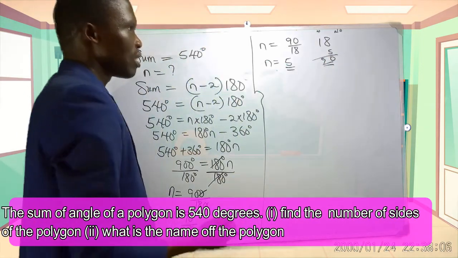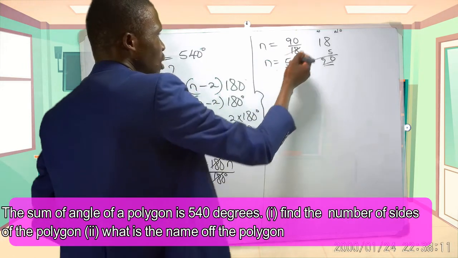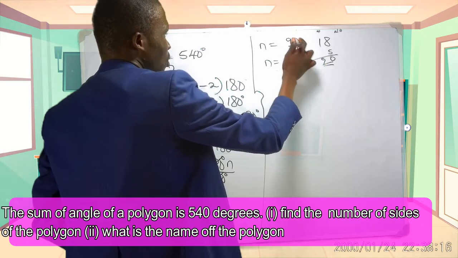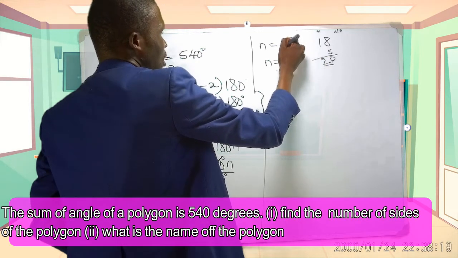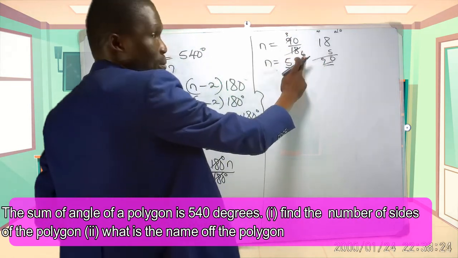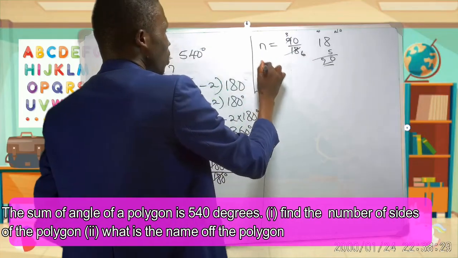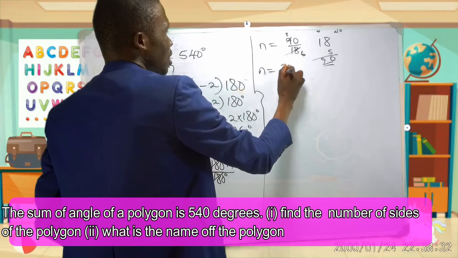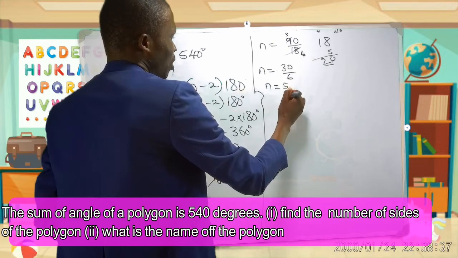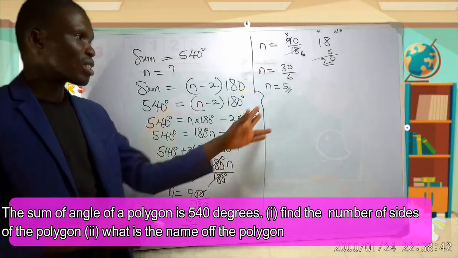You understand now? Then if you want to cut this, you can just cut 3 here, 6, 3 here, 30, which will give us 30 divided by 6. So I want to break everything down for you. Now n will give us 30 divided by 6, and 30 divided by 6 will give us 5. So the number of sides of this polygon is 5.